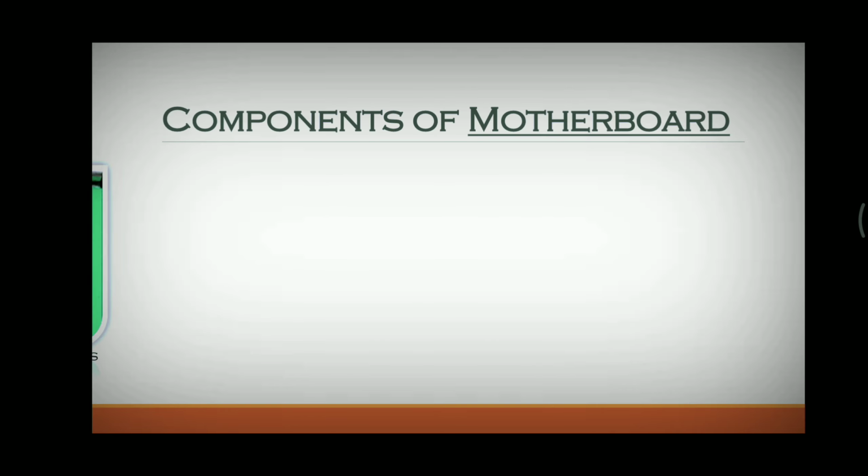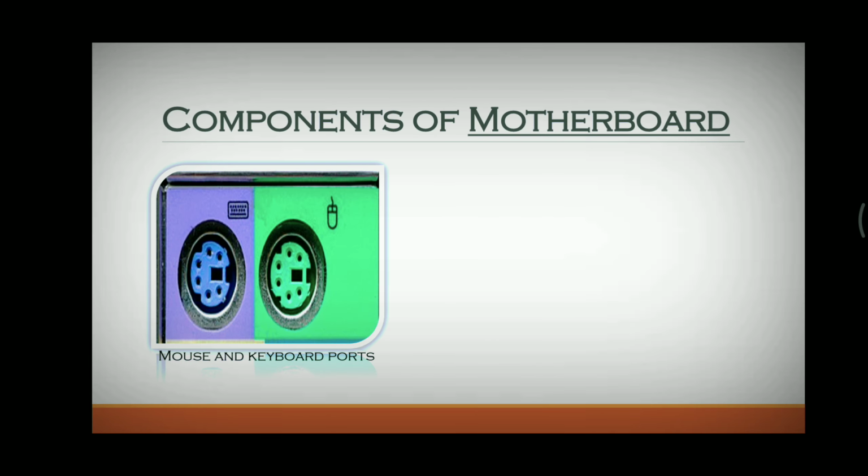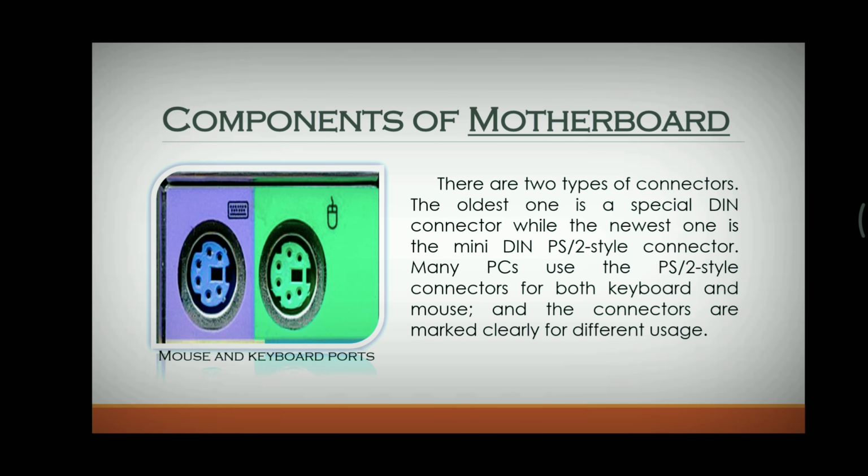Components of motherboard: mouse and keyboard ports. There are two types of connectors. The oldest one is a special DIN connector, while the newest one is the mini DIN PS2 style connector. Many PCs use the PS2 style connectors for both keyboard and mouse, and the connectors are marked clearly for different usage.